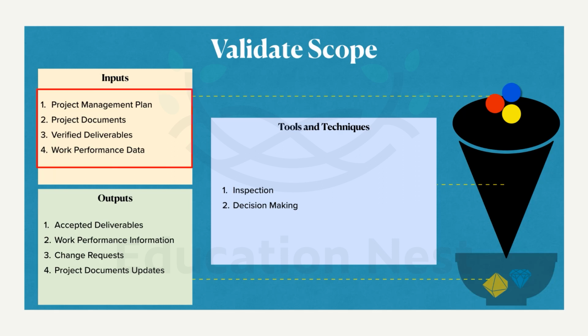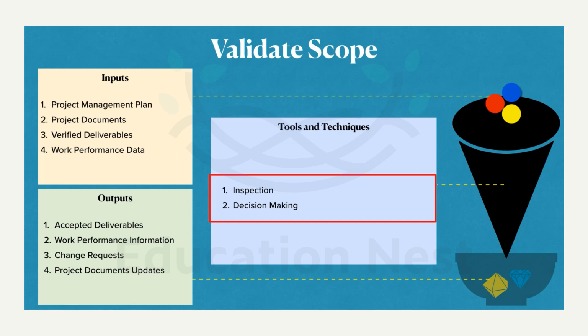What do we have for inputs? The project management plan, of course, the project documents, of course. What project documents could be acting as input here? You could use quality reports, lessons learned, requirements documentation. You can use all this as inputs in the project documents part. Of course, the verified deliverables act as an input here, and work performance data. I think we have covered all these inputs in the previous talks.